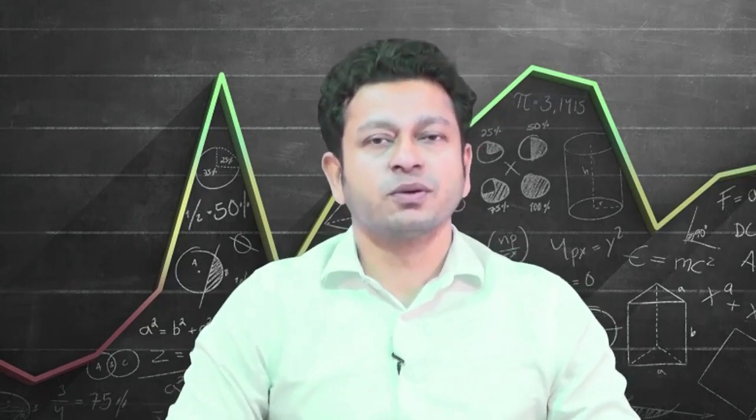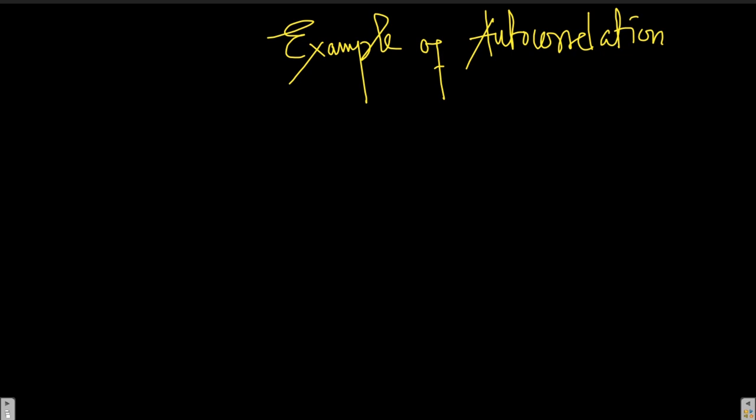So in this lecture we are going to talk about autocorrelation, and we are going to give an example of autocorrelation. Before we start with an example, let's first understand the difference between correlation coefficient and autocorrelation coefficient. Correlation coefficient we are already familiar with, and autocorrelation coefficient is just the same representation but with a little difference.